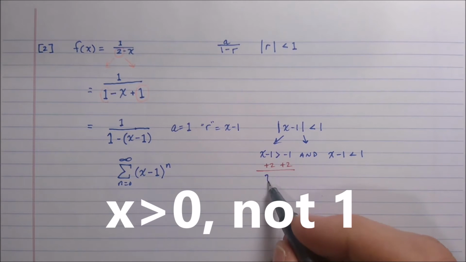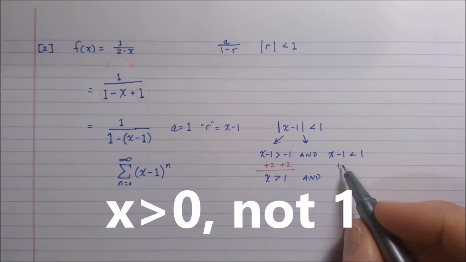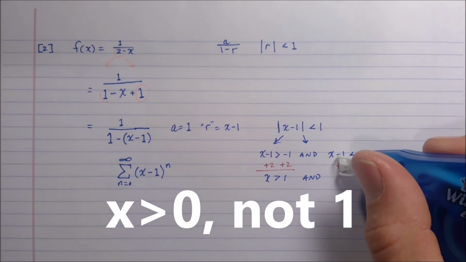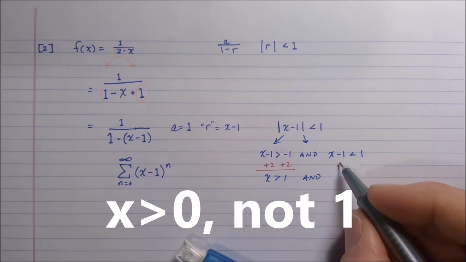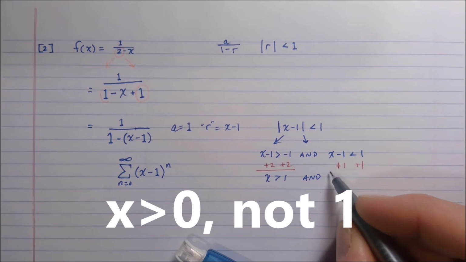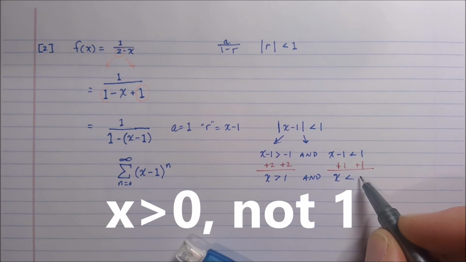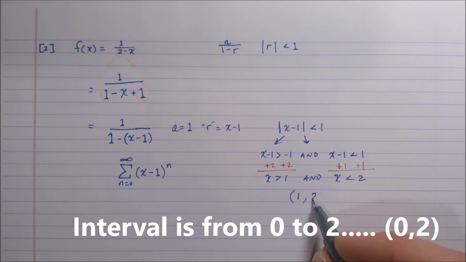So I get that x is greater than 0 and, whoops, that's a 1. I got ahead of myself a little bit there. x is less than 2, right? So we've got this interval of convergence from 1 to 2.